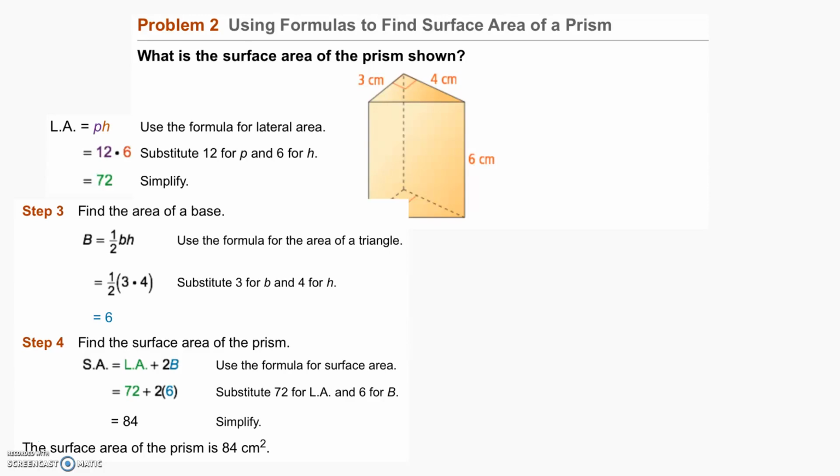Now notice, surface area is still an area calculation, so we're still going to wind up with centimeters squared. Later in this unit, we will see volumes, and those are going to be centimeters cubed, but we're not there yet. We're just on surface area. Surface area is going to be centimeters squared, or anything squared.